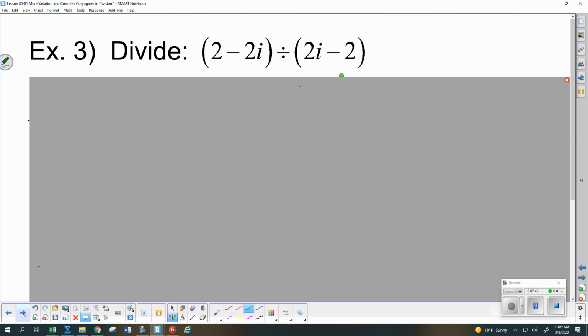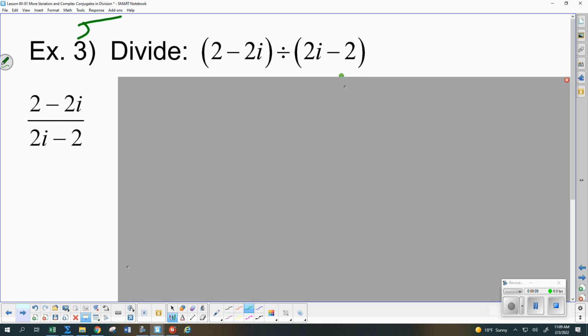Okay, then let's divide this. So can I write division with a fraction bar? That's where I want you to be careful. Don't try to set this up with a little house thing, with this kind of symbol. That's going to confuse you. Set it up that, oh, that is 2 minus 2i over 2i minus 2.